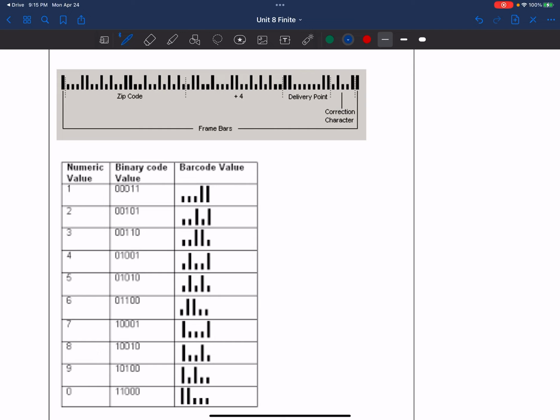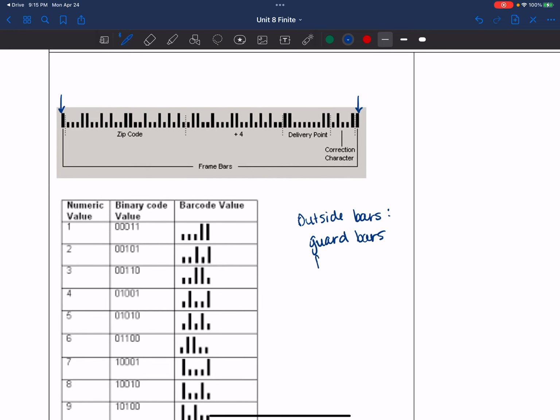When you have this code, there are two bars on the outside. The outside bars are called guard bars, and you sometimes will hear them called frame bars. Ultimately, what we know about them is that they are taking the place of a parenthesis, right? It contains all the information inside of it.